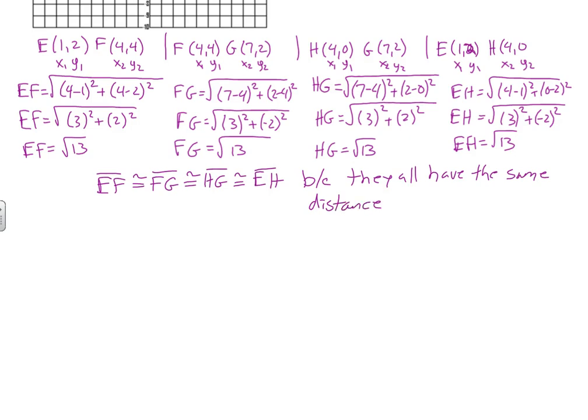And so then we could say that quadrilateral EFGH is a rhombus because it has 4 congruent sides.